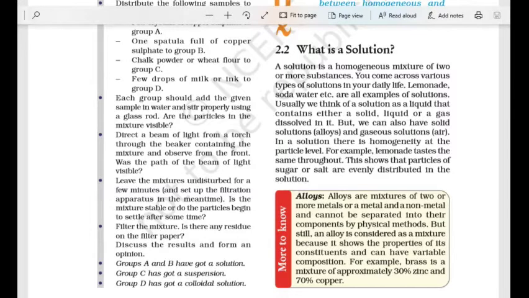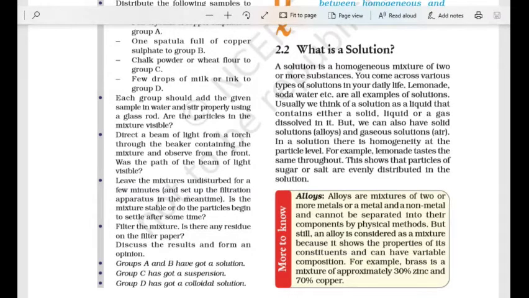So here comes the first topic, which is: what is a solution? A solution is a homogeneous mixture of two or more substances. जैसा कि हम अपने डेली लाइफ में भी देखते हैं, such as we use lemonade, soda water, etc. These are all examples of solutions.